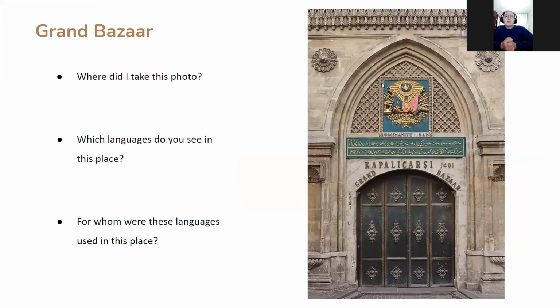And the other photo is from Grand Bazaar. It's the entrance of Grand Bazaar. The teacher asks questions like, where did I take this photo? Which languages do you see in this place? For whom were the languages used in this place?